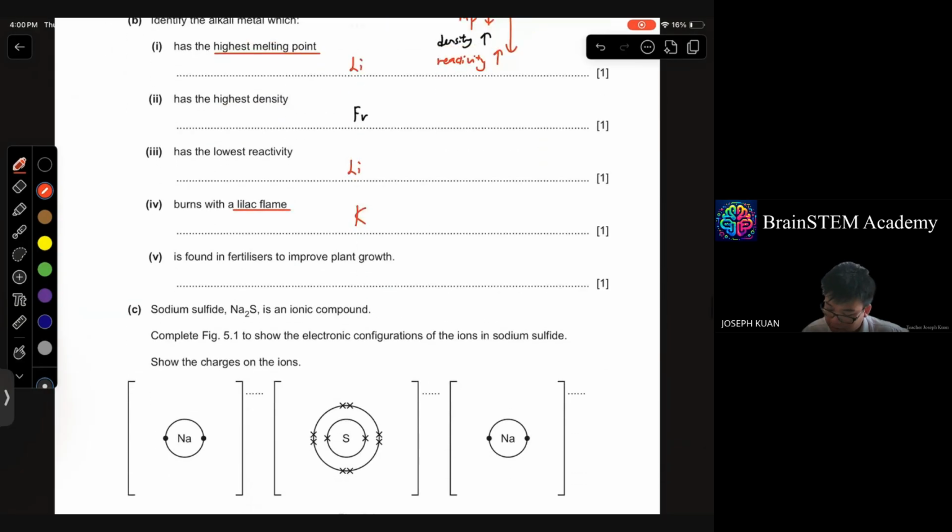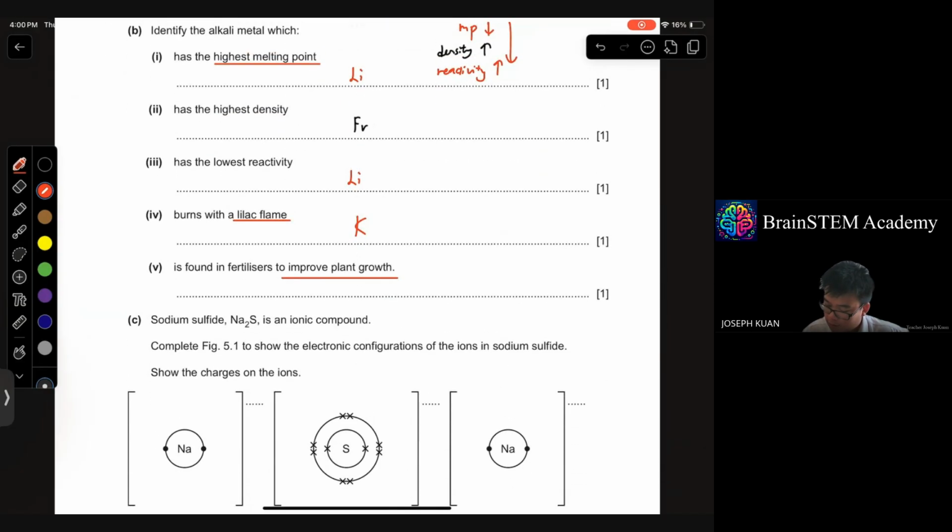Which element is found in fertilizer to improve plant growth? Well, the 3 elements that we always mention are NPK: nitrogen, phosphorus, and potassium. So the answer here is potassium, which is a group 1 metal.